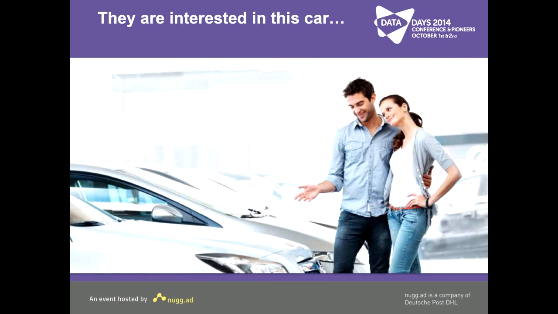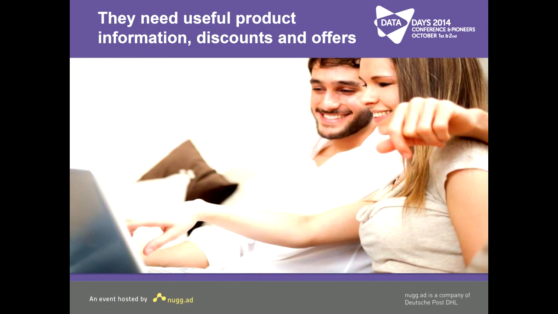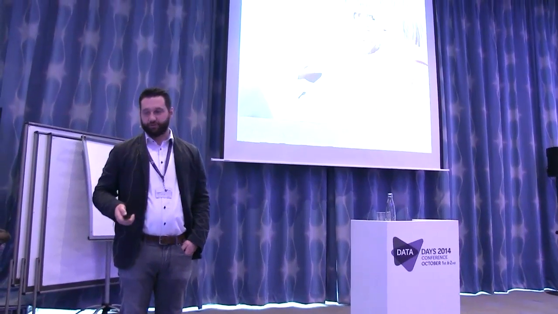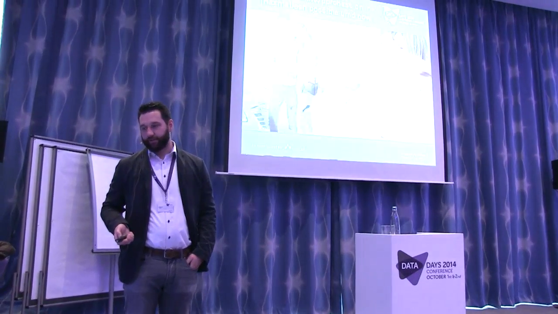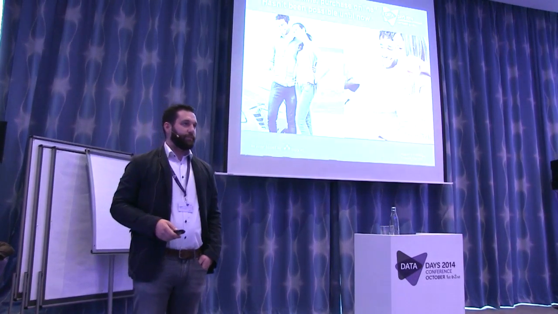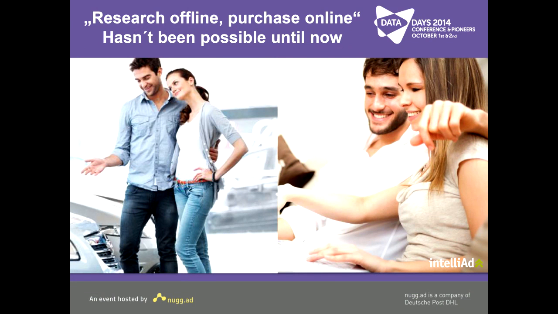So you all know this scene. There is a young couple, they're looking for a new car, they go to a car dealer, but they need much more information. So you can just also take it to the retail business. You go to a store, an offline store, and then you need information afterwards. You just Google it, and you're looking for discounts and offers. And the problem is, this is the ROPO effect, it's called.